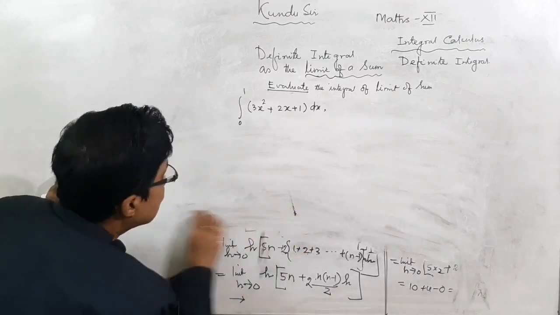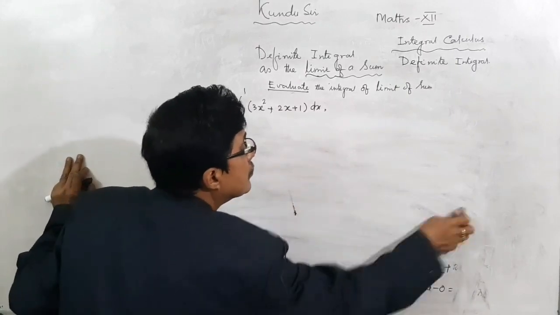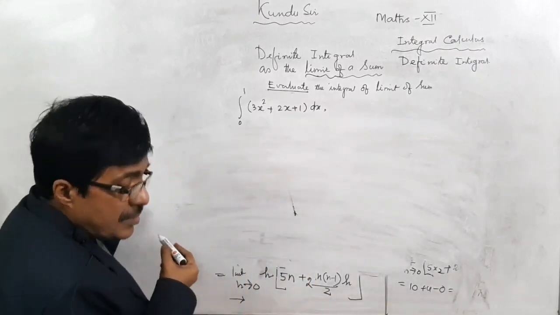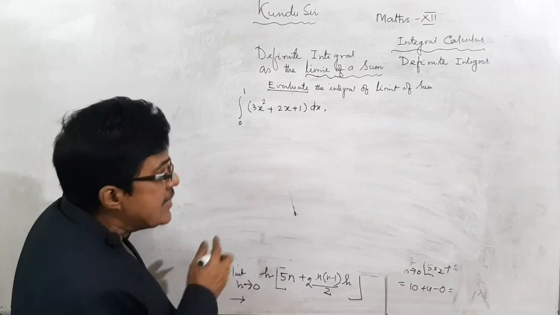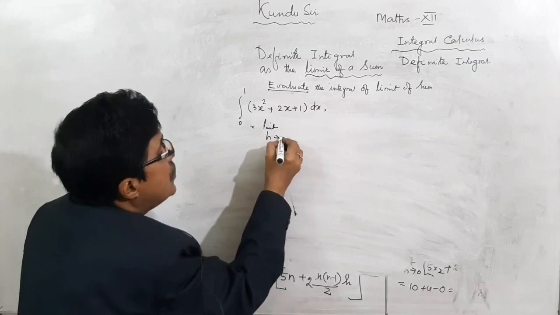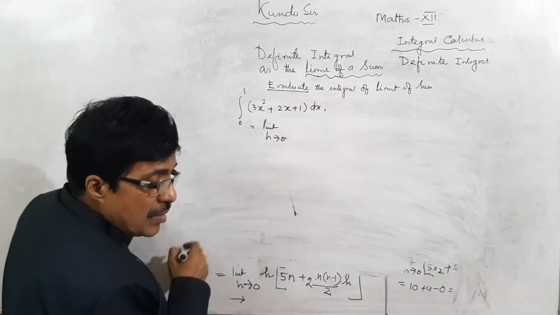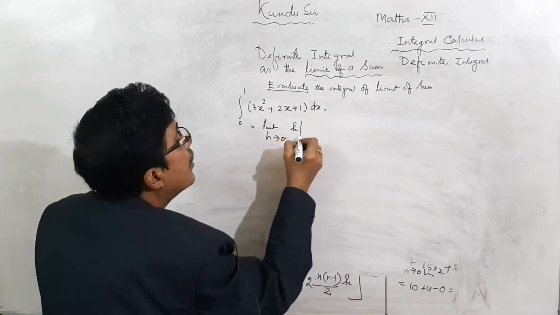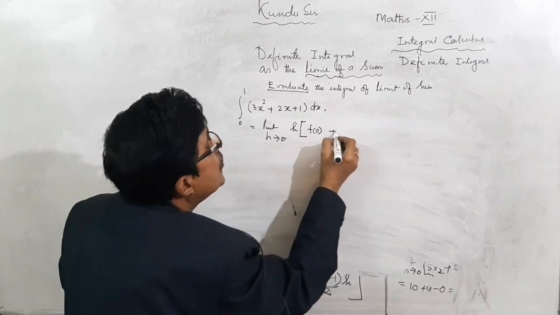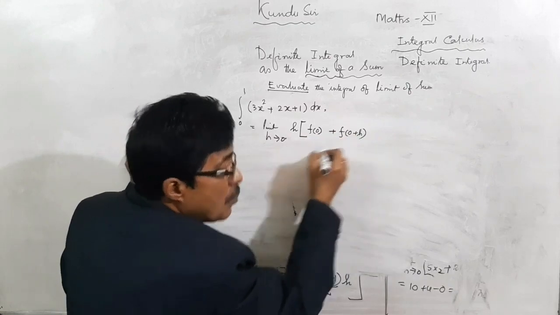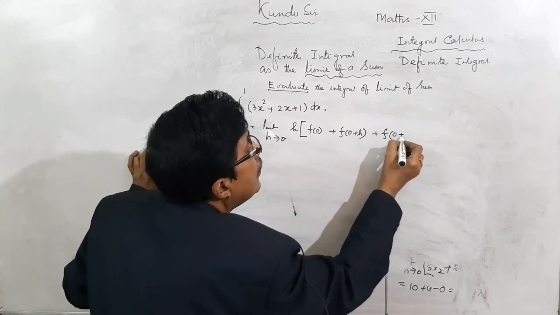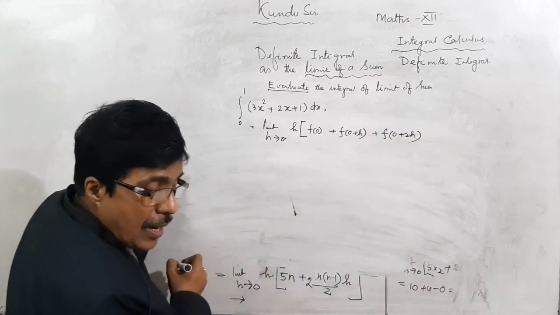Now, how can we write this? We can write it as the limit as h tends to 0 of h times the sum f(0) plus f(h) plus f(2h).